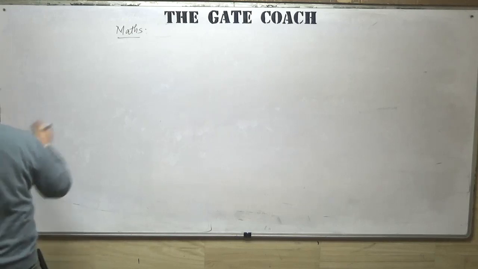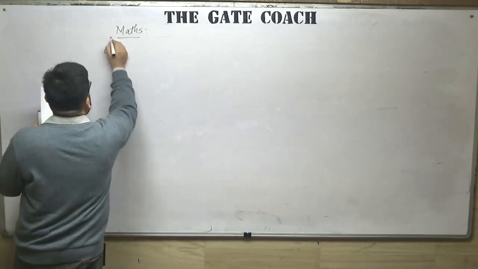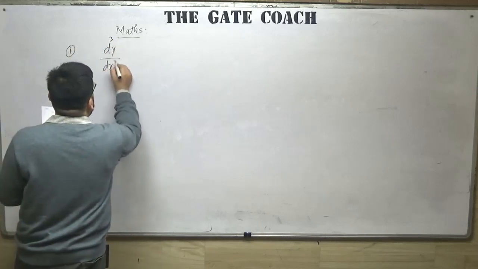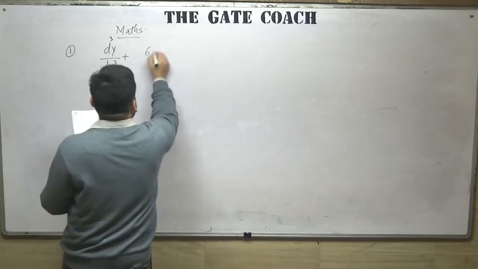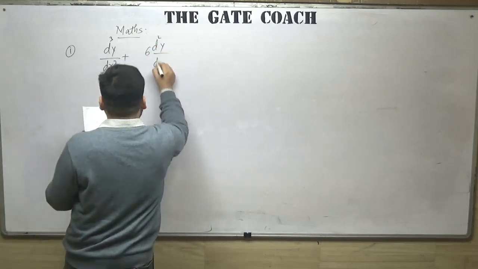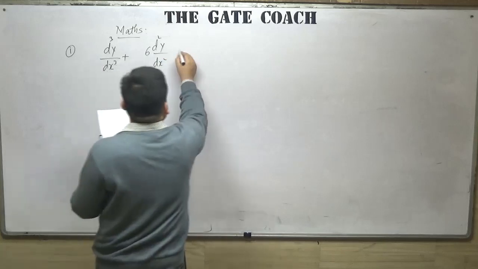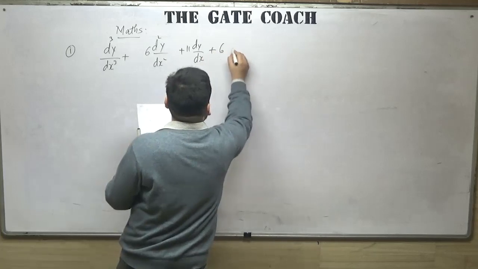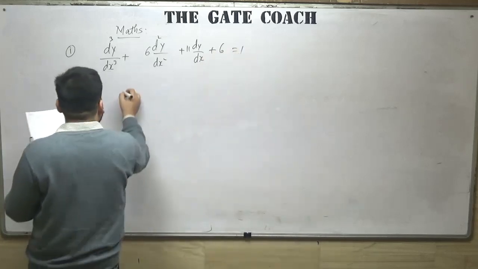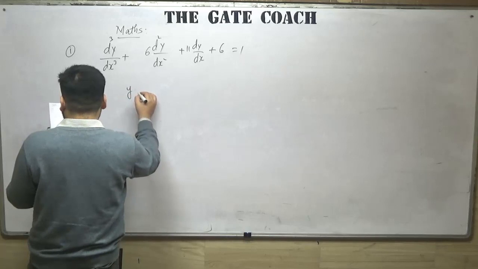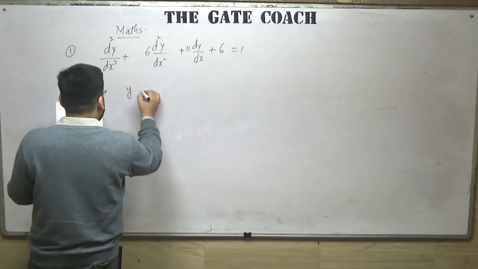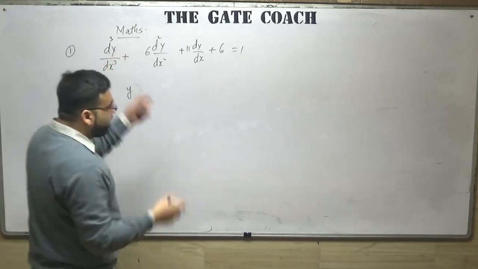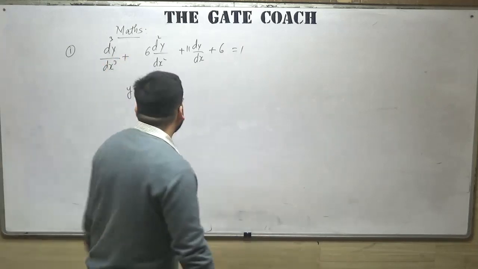I guess this was the differential equation, question number 1: d cube y by dx cube plus 6 d square y by dx square plus 11 dy by dx plus 6y is equal to 1. We have to find the value of y. First of all, let us solve this question, then we will apply the condition, whatever condition is given.